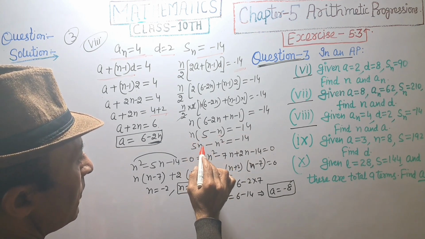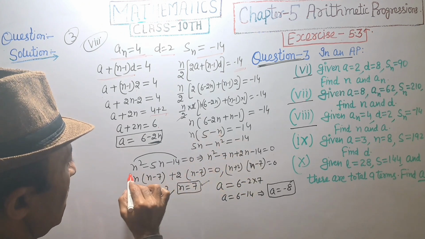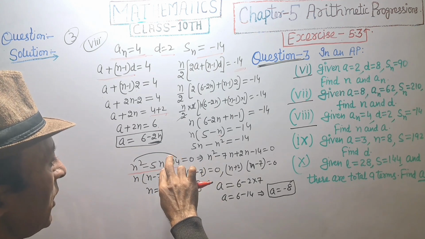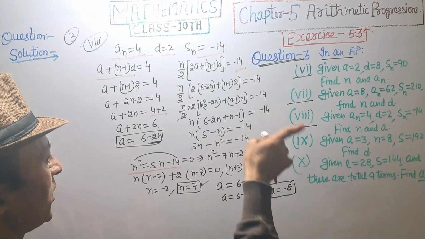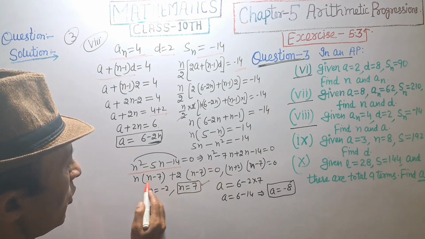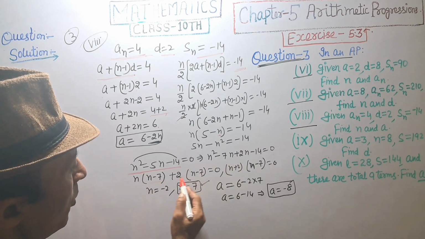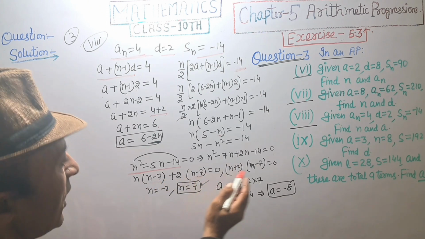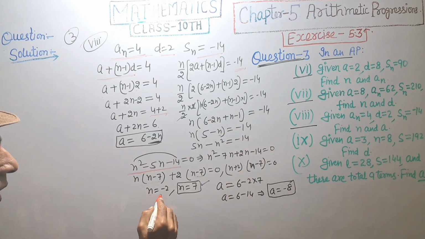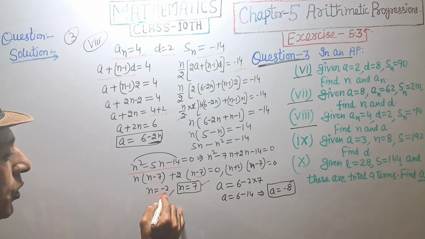5 multiplied by n is 5n, and n into n is n square, equal to minus 14, and it gives a quadratic equation. 7 2s are 14, and 7 minus 2 is equal to 5. Then taking n common, n minus 7 in bracket, and 2 is common, n minus 7 is also in bracket. n minus 7 equal to 0 means n is equal to positive 7, and n plus 2 is equal to 0 means n is equal to negative 2.